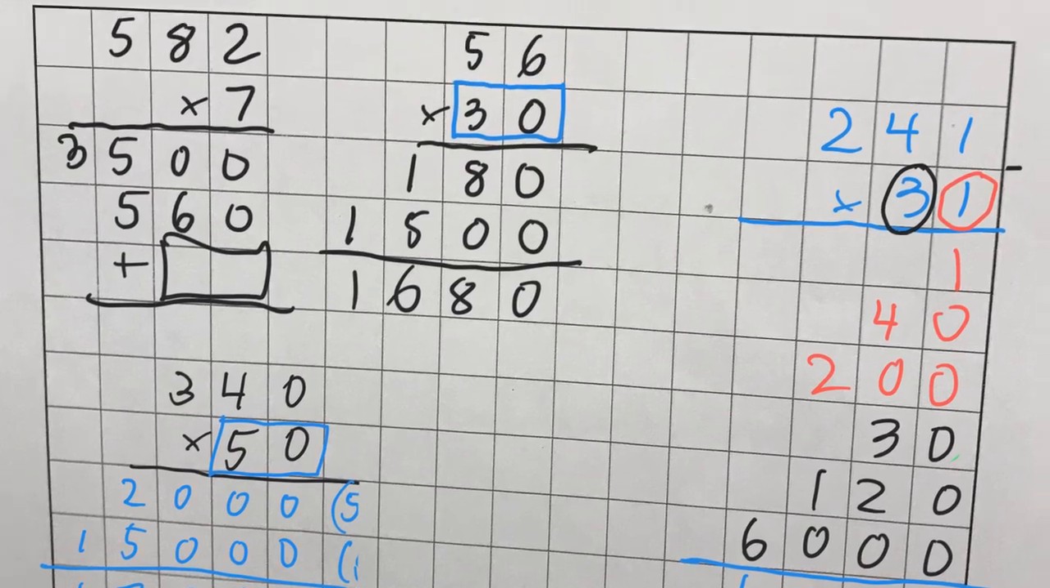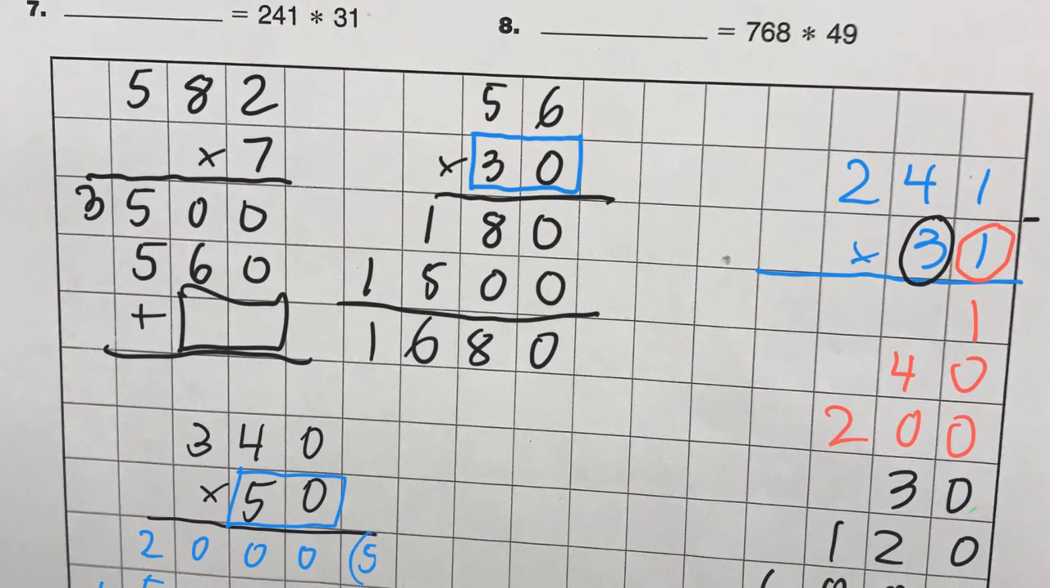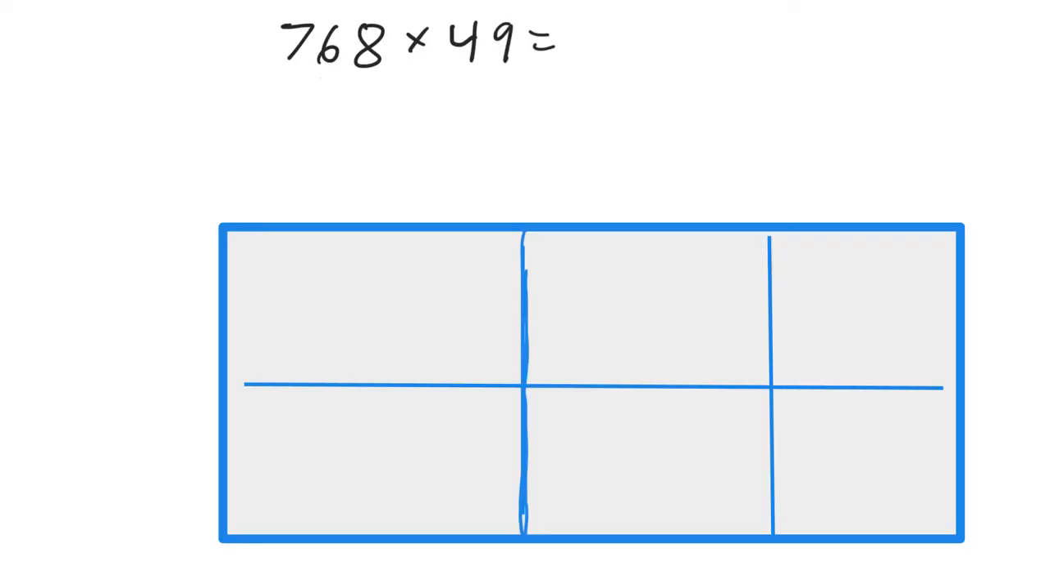And if that's too complicated, you can do the window method for this one too, but your window is going to look a little bit different. Let's show you. So something like this, and make sure you have a little bit more space over on the left and middle. You'll see why in a moment. And then you break apart your number. We have 700, 60, and 8, and we have 40 and 9. And this gives you nice, neat places to put your product.